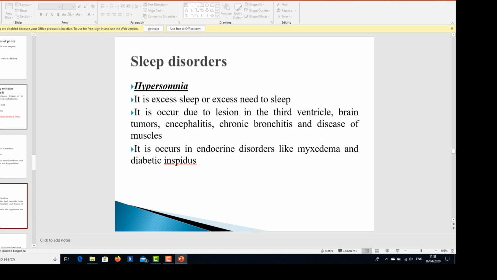Hypersomnia. It is excess sleep or excess need to sleep. It occurs due to lesion in the third ventricle, brain tumors, encephalitis, chronic bronchitis, and the disease of muscle. It also occurs in the endocrinal disorders like myxedema and diabetes insipidus.